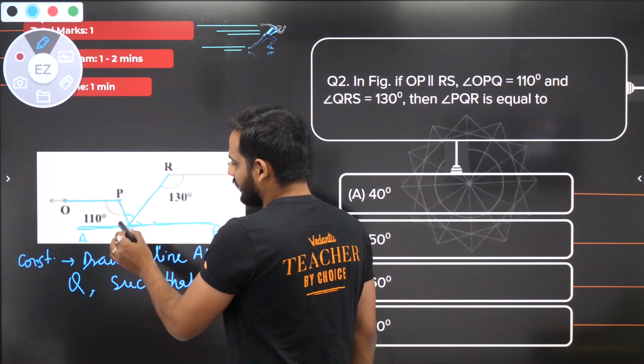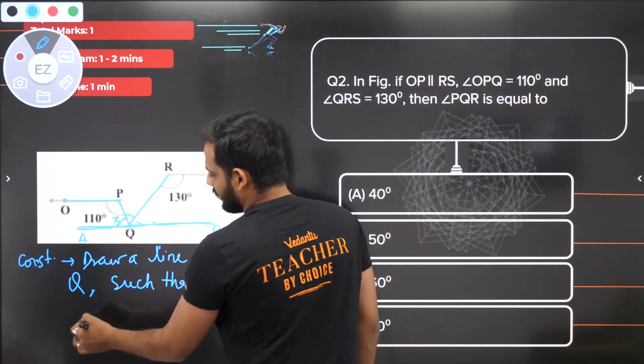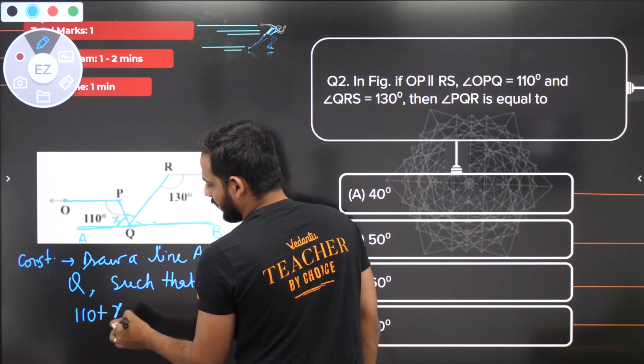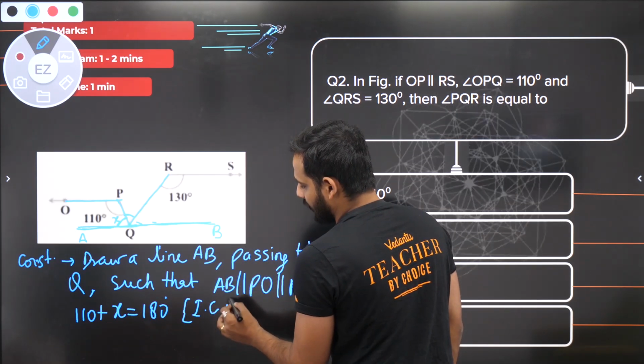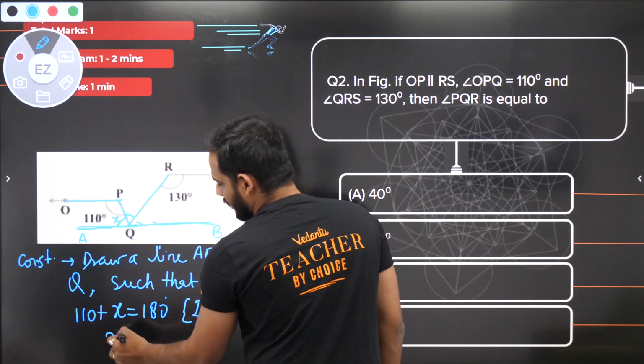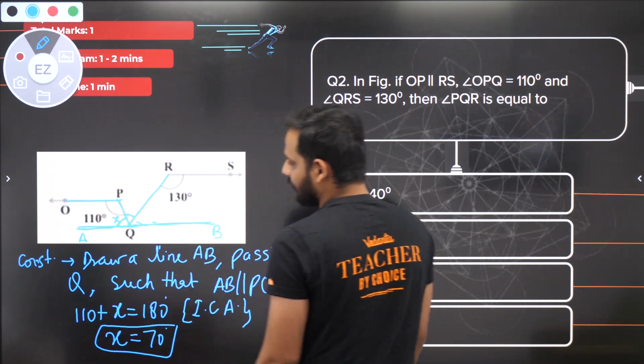If this angle is 110, by using interior consecutive angles, let's say this is X. So I can say 110 plus X is equal to 180 degrees. The reason is interior consecutive angles. So X is equal to 180 minus 110, which is 70 degrees. So X is equal to 70 degrees.